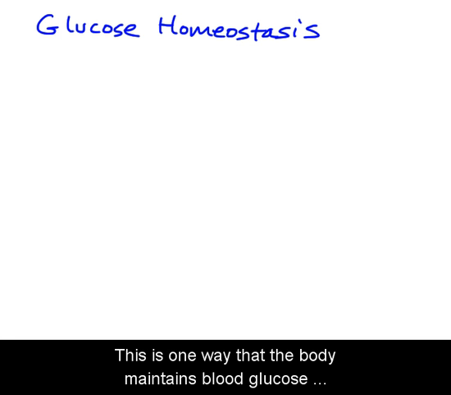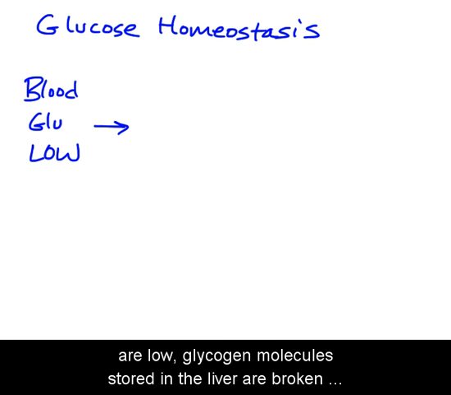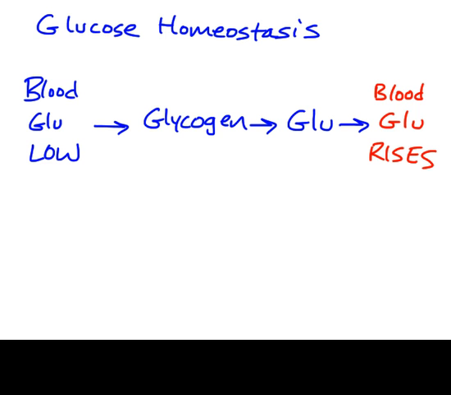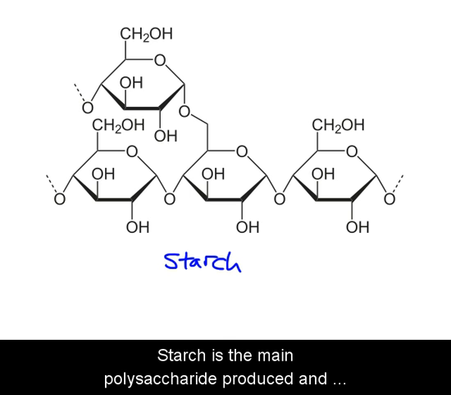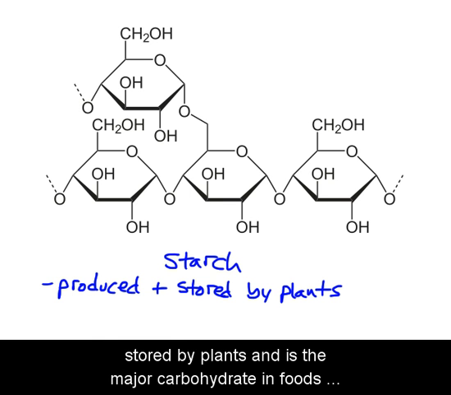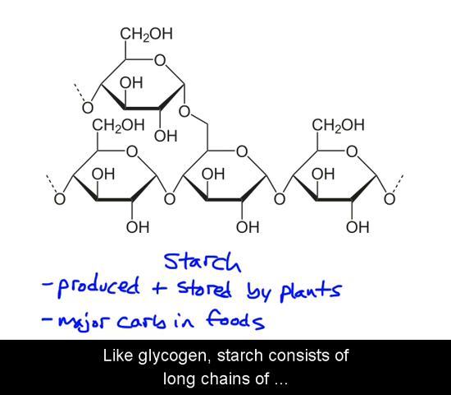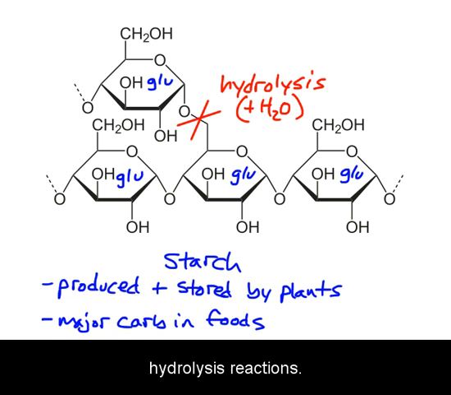This is one way that the body maintains blood glucose homeostasis. When blood glucose levels are low, glycogen molecules stored in the liver are broken down into glucose and released into the blood. Starch is the main polysaccharide produced and stored by plants, and is the major carbohydrate in foods such as potatoes, pasta, rice, and corn. Like glycogen, starch consists of long chains of glucose monomers and can also be broken down through hydrolysis reactions.